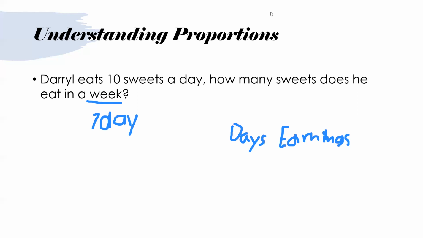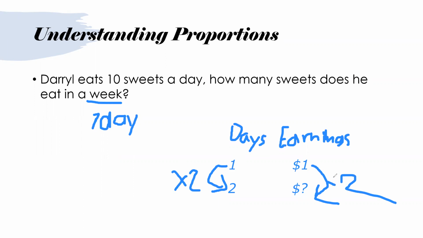Okay. So as you can see, if I work for 1 day, I earn $1. How many dollars do I earn if I work for 2 days? This is a simple question. In order to get to work 2 days, you need to work 2 times of 1 day. Therefore, your earnings will double. So the answer is $2. Simple.